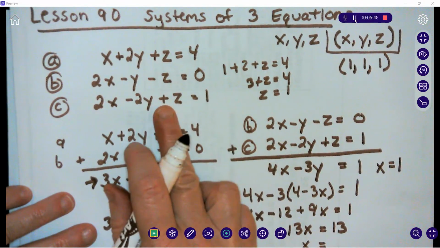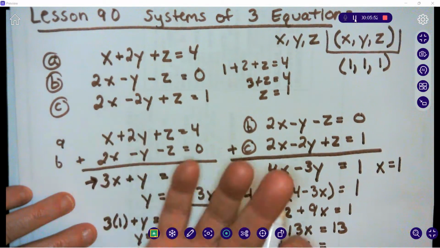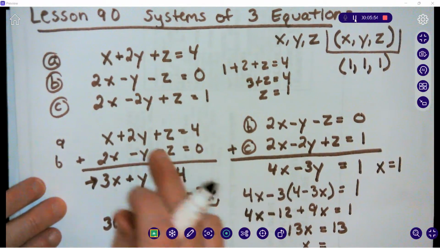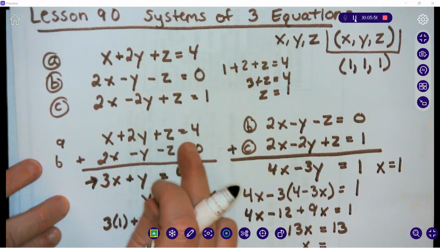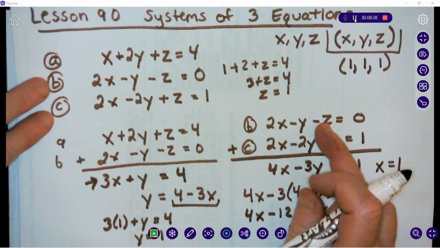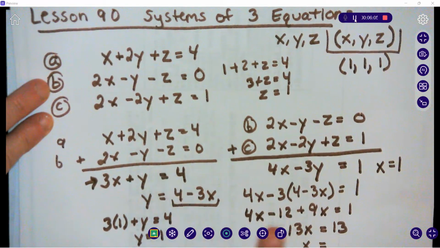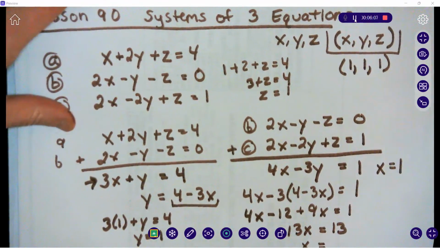So basically the steps are to take your first two, find a variable, and you're going to try to eliminate it, first by adding two equations together, then by adding two different equations together. And that will give you two equations with only two variables. We're going to try another one just to make sure that you got it.